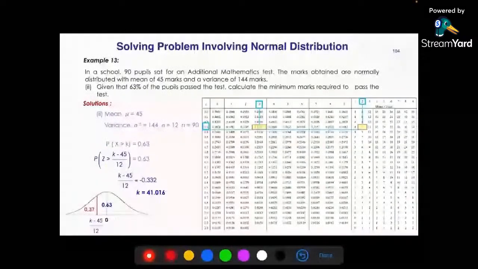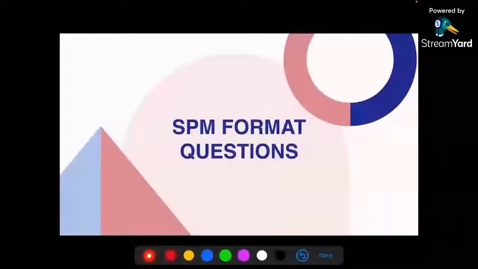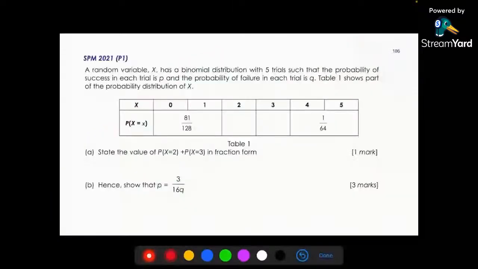Okay. Kita pergi pada SPM format questions ya. Kita cover untuk yang lately KSSM hanya kita ada dua soal, 20 and 21. Okay, kalau untuk yang seterusnya, before this you boleh refer pada webinar, the first webinar pun ada jadi contoh-contoh. Okay, this is SPM 2021, last year.